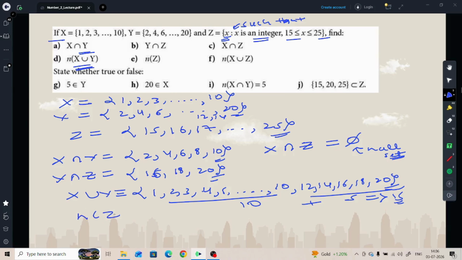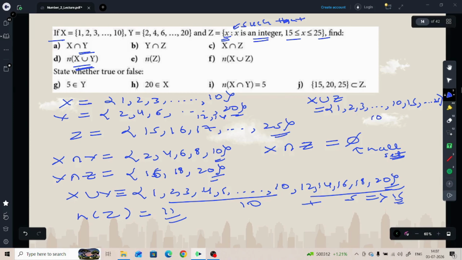Now the number of elements in Z. Number of elements in set Z is very simple to understand: 15, 16, 17, 18, 19, 20. So that's 6. And then 6 plus 5, 11, should be the answer. And the number of elements in X union Z. X union Z will include elements 1, 2, 3 to 10, and then 15 to 25. So that will be how many elements? 10 plus 11, that is 21 elements.